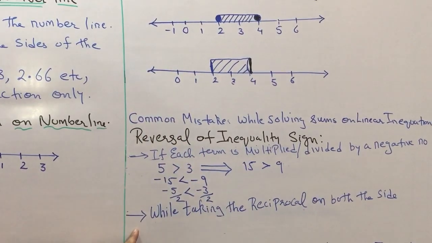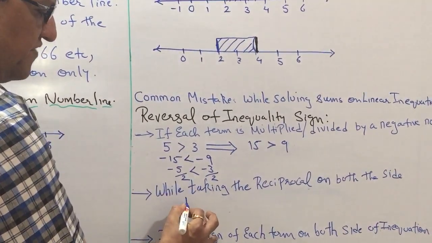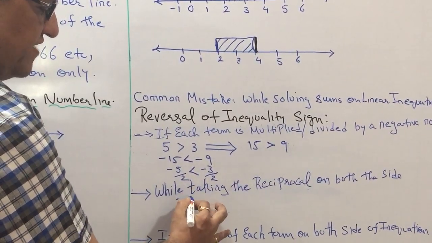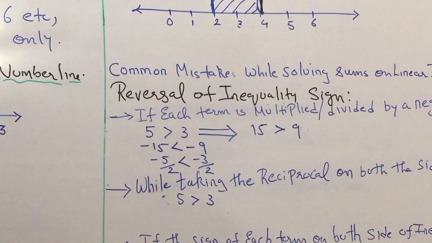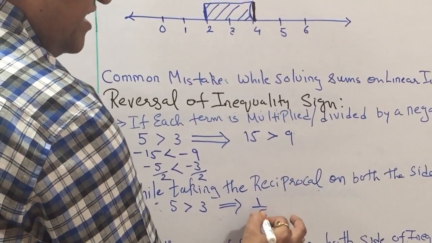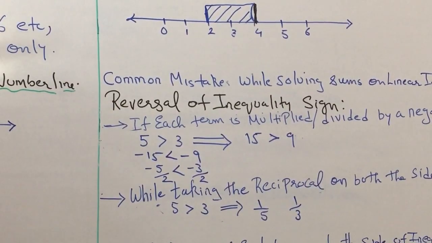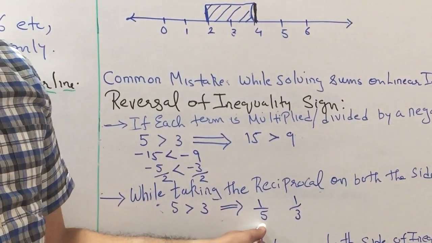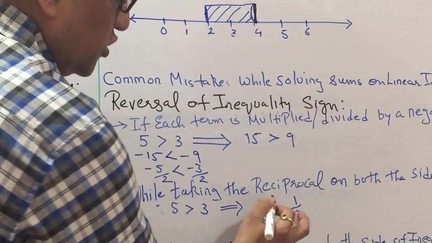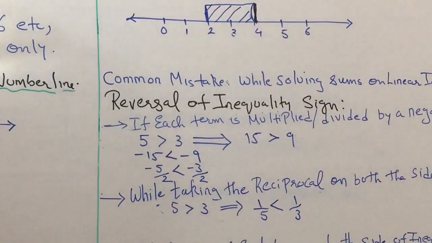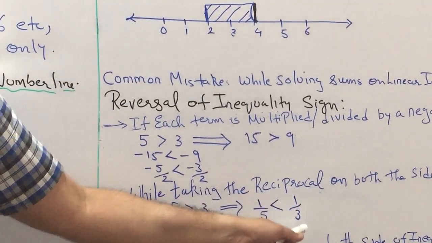The next pointer where the sign reverses is while taking the reciprocal on both sides. Let me continue with the same example, 5 is greater than 3. On taking the reciprocal, this will turn out to be 1 by 5 and that will turn out to be 1 by 3. If we check the calculation, 1 by 5 is 0.2 and 1 by 3 is 0.333. So 1 by 3 is greater than 1 by 5. Earlier it was 5 greater than 3, but by taking the reciprocal, the inequality sign had to change, and 1 by 5 is less than 1 by 3.